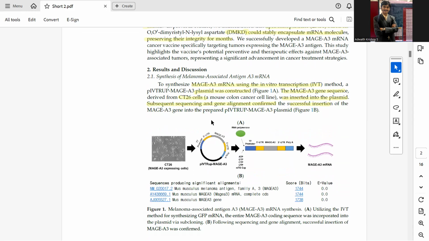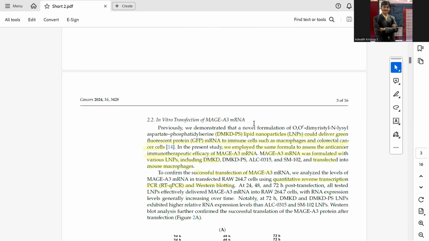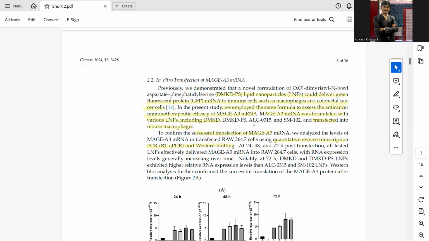MAGE-A3 mRNA was synthesized using the in vitro transcription method, and then the plasmid was constructed. The MAGE-A3 gene sequence was derived from CT26 cells, which is a mouse colon cancer cell line, and it was inserted into the plasmid. And then the successful insertion was confirmed.